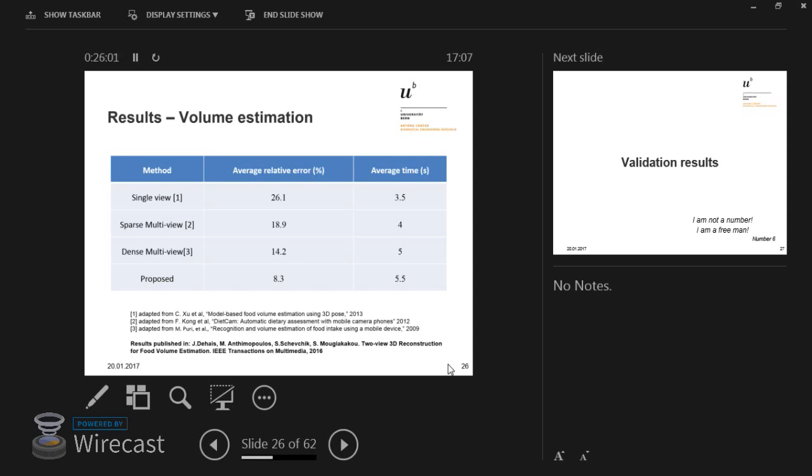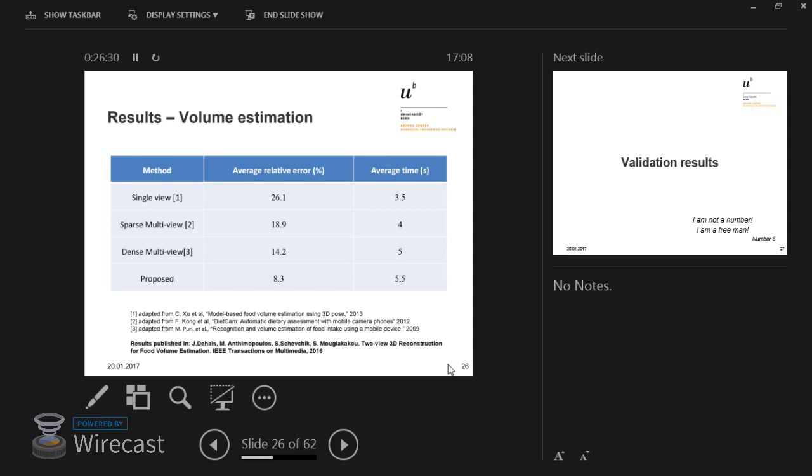Now, you can see that the single view doesn't work well. It's quick, but it has very high errors. That's fairly normal because they all use some very rigid notions of shape. And those notions don't really apply in our case. The sparse multi-view works a little better, but doesn't have enough definition. Then the dense multi-view works even a little bit better than the sparse, but it's still not as accurate.